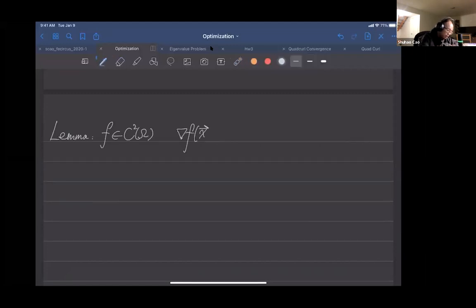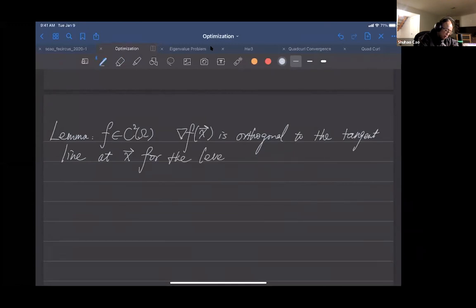is orthogonal to the tangent line at x for the level curve, or say level set, or level surface. Let me use level surface, which is f of x equals a constant.